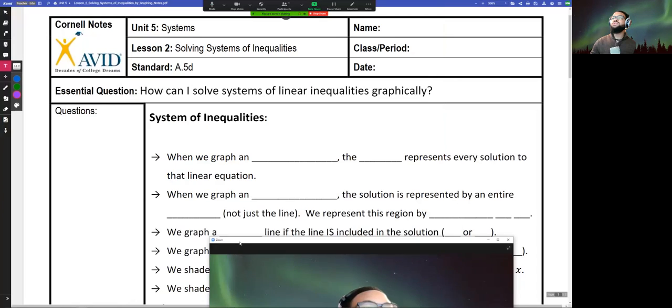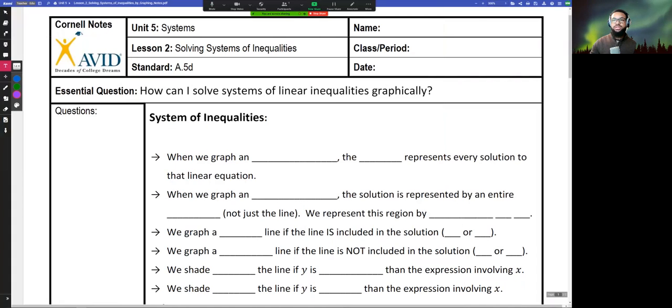The set of notes will be about the same or very close to the last set of notes, just because they are very similar in ideas and topics. And so our essential question is going to be, how can I solve systems of linear inequalities graphically? Okay. And to get started, let's go ahead and define what a system of inequalities is.